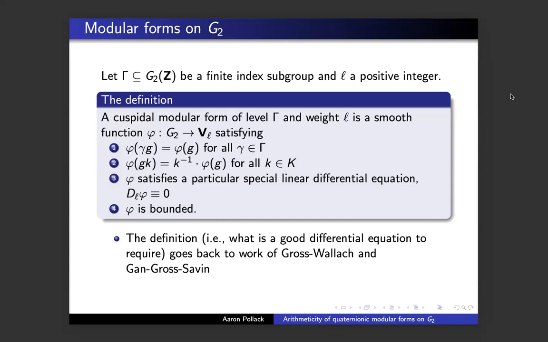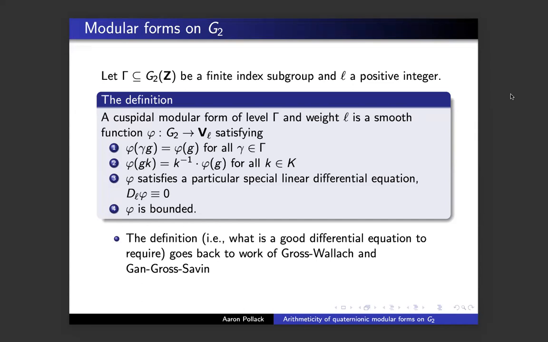Okay, so I let gamma inside of G2 of Z be an index subgroup, and L a positive integer. I exclude L equals 0. And here's my definition of cuspidal modular forms. So a cuspidal modular form of level gamma and weight L is a smooth function from G2 to the 2L plus 1 dimensional vector space V sub L that satisfies the following properties.